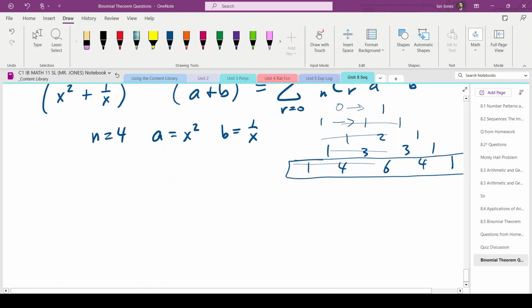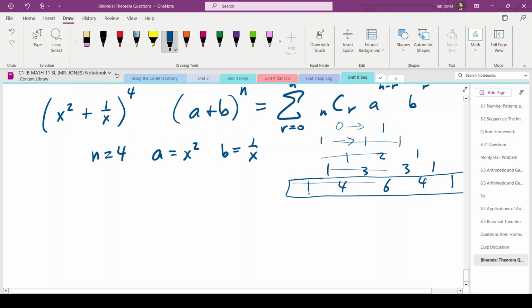All right, so my first term is going to be n choose 0, or 4 choose 0, which is this one right here, 1. A, which is x squared, to the n minus 0, that's n. B to the 0, so I don't need to write it. Plus, next coefficient, 4. A, drop down the exponent by 1. B to the 1.